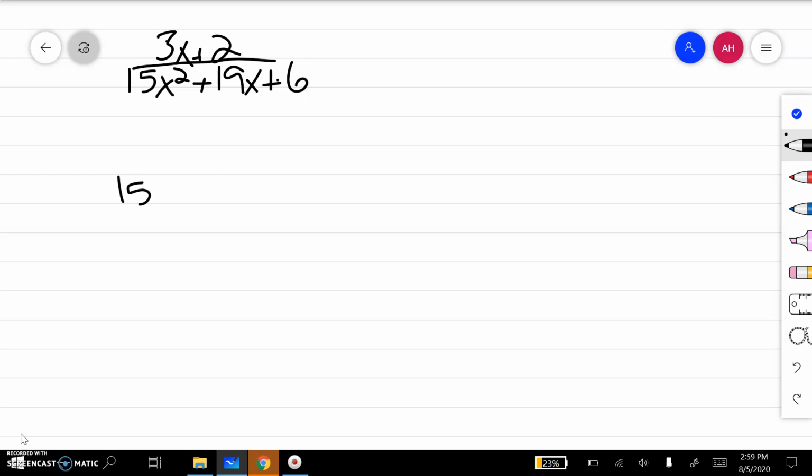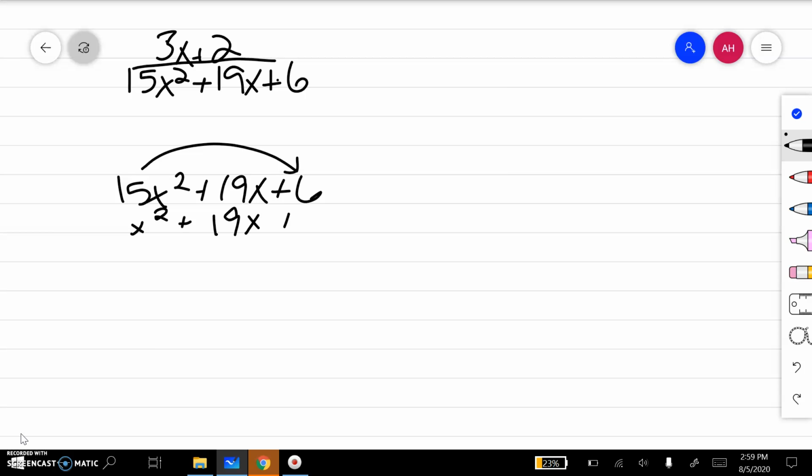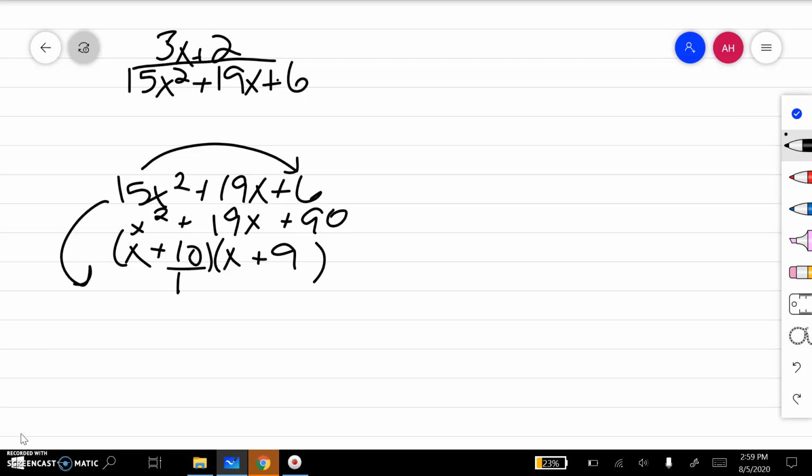So I'm going to come down here and factor it just to kind of get out of the way, which means we multiply the 15 over here. So we get x squared plus 19x plus 90. Then we factor this like normal. We need to multiply and get 90, add up to 19, and that would be 10 and 9. Don't forget to go back and divide by the 15.